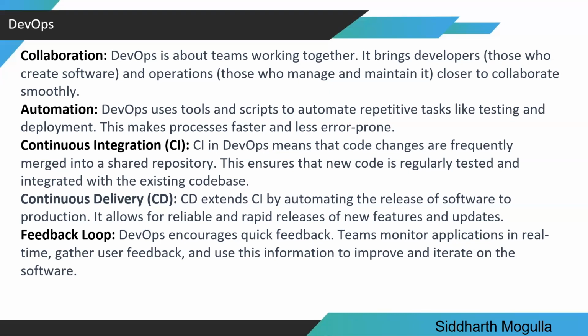DevOps is nothing but an integration of two teams, the development and operation teams. Both combined together is called DevOps. Here in the slide, it's clearly mentioned that DevOps is a term for working together to bring developers and operation people closer to collaborate smoothly. There are different tools to automate your software. DevOps uses different tools and scripts to automate. In that automation process, you also include testing or automation testing. Everything is included in that, and you also have continuous integration and continuous delivery. These topics we will dive deep into in the coming slides.